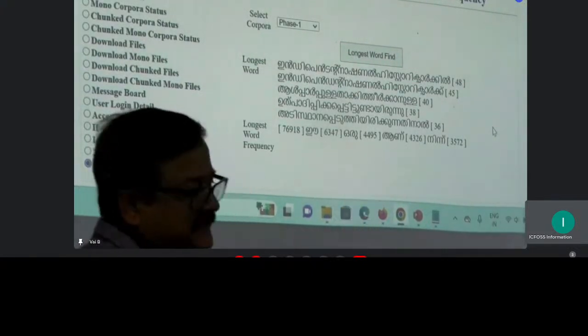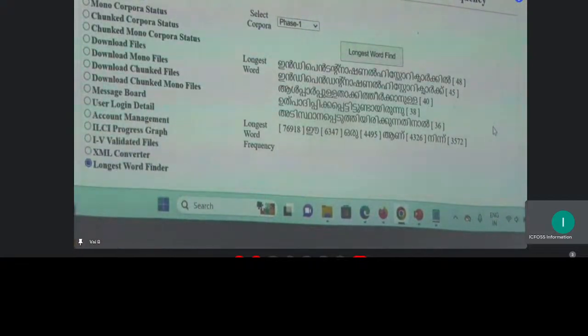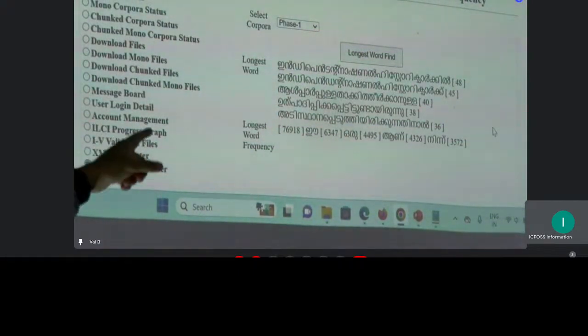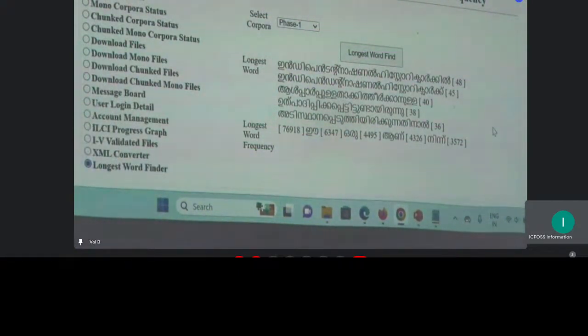See, names of medicines and organizations are normally very big, right? So these will be the biggest, and other words are not. This word is big and it has actually appeared 48 times in the entire Malayalam program, right?